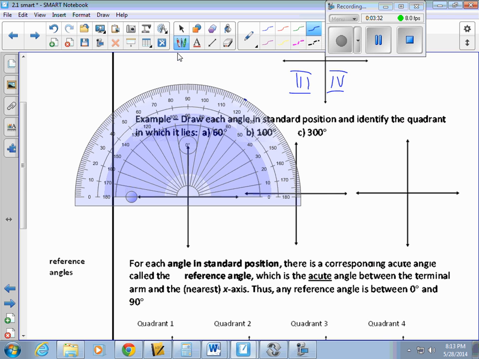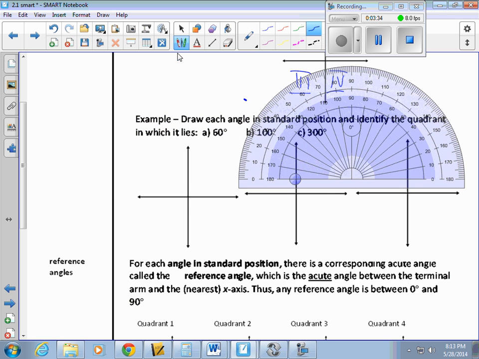So 60 degrees, if I matched up my line here, would be something like that. What I need to indicate is this is my angle direction, so it means it's a positive 60, and this would be in quadrant 1.